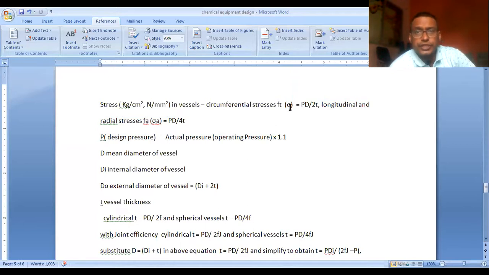The circumferential stress is represented by sigma t, which is equal to PD upon 2T. The longitudinal stress is PD upon 4T. Now the actual design pressure and the actual pressure that is there. For this calculation, we are taking the design pressure. This P is the design pressure. Actual pressure is nothing but the operating pressure.